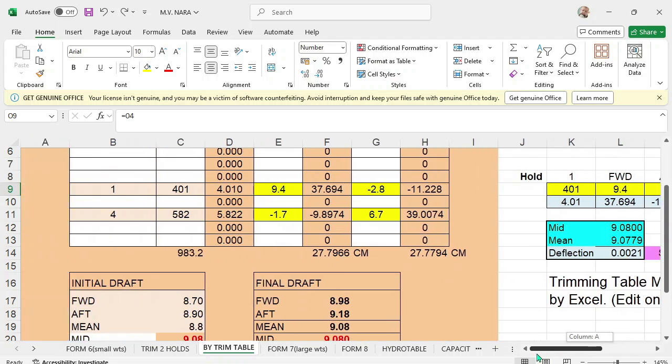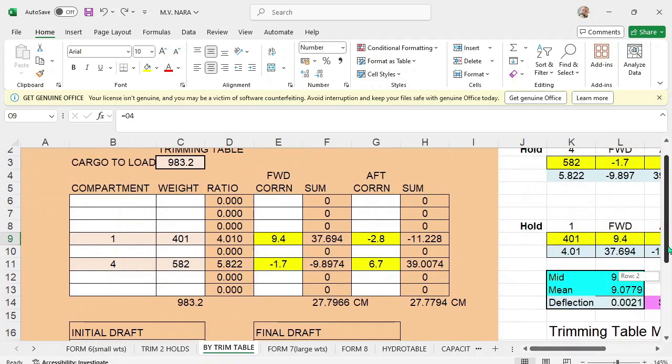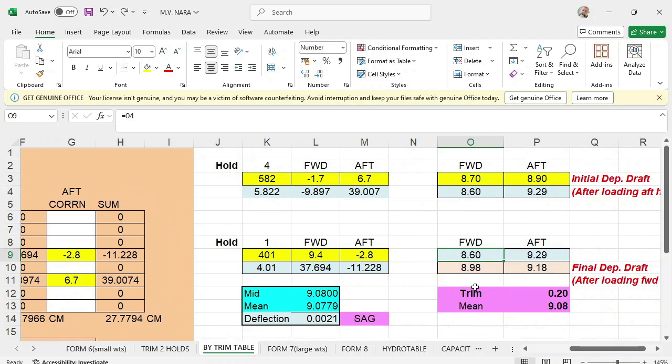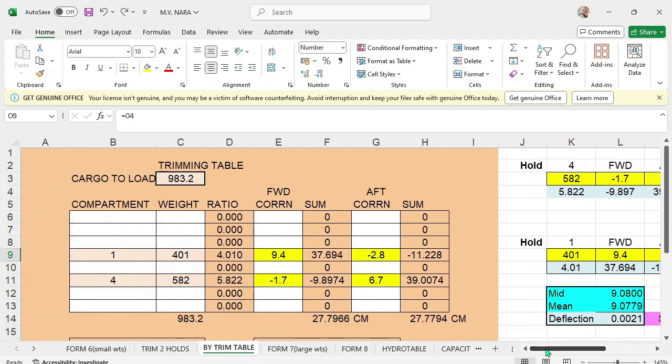So it's a matter only, guys, of adjusting this forward correction, because if you have a loading plan, your final drop according to your plan is this one. Forward will be 8.98, up will be 9.18, and you have a trim of 20. So it's a matter of just adjusting this forward and up correction, because it's not really accurate.